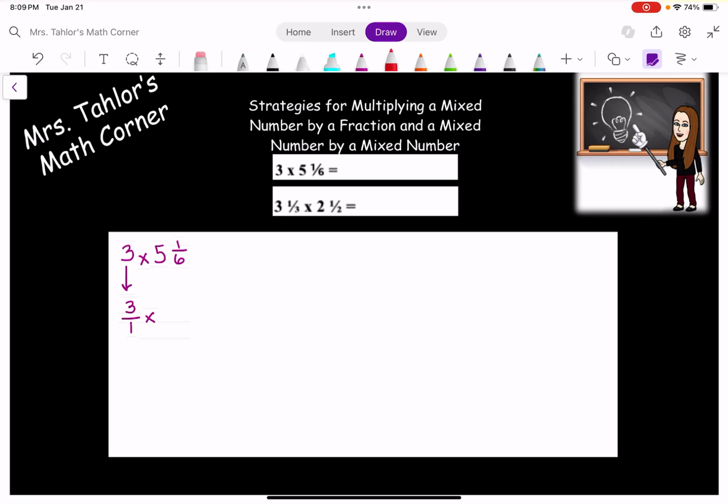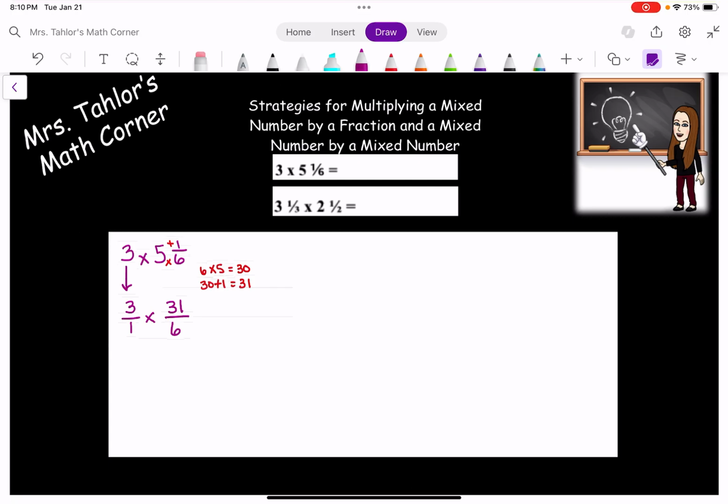So how do I do that? First, I'm going to take the denominator of my fraction and multiply it by my whole number. So 6 times 5 equals 30. Then I'm going to take the product and add it with my numerator. So 30 plus 1 equals 31. And that gives me 31/6.